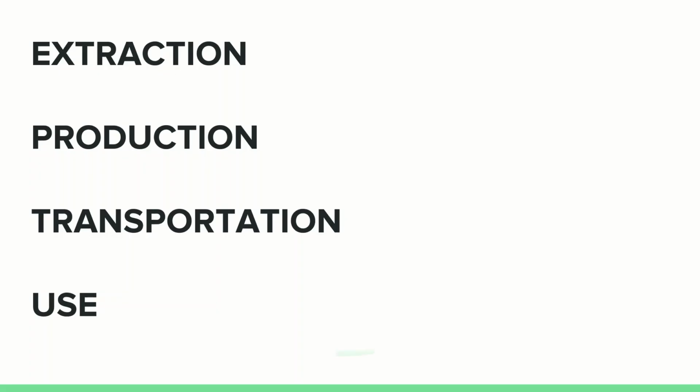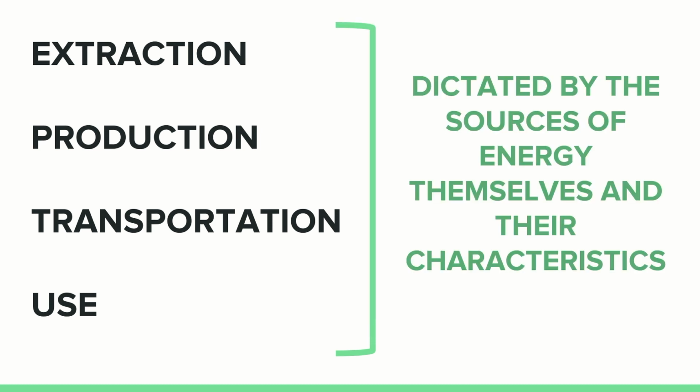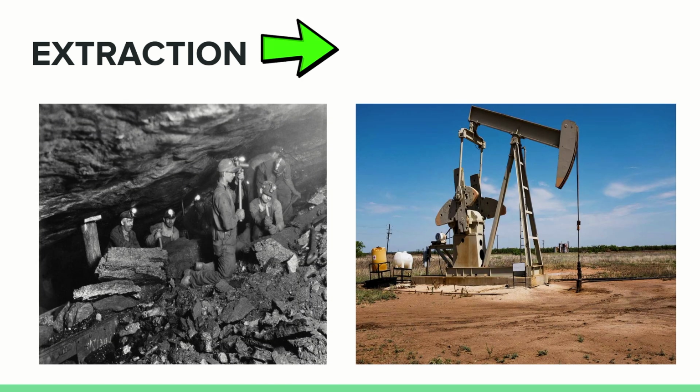There were four dimensions for the sources of coal and oil that allowed for or impeded unionization. Their methods of extraction, production, transportation, and use. These are dictated by the sources of energy themselves and their characteristics. First, we will start with extraction. How do we get coal and oil?